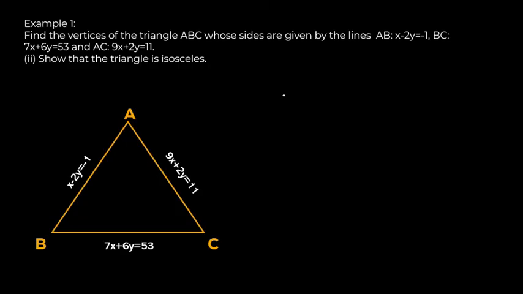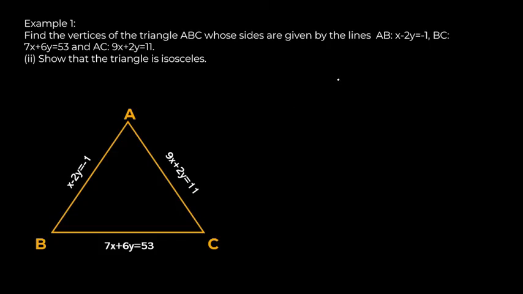So let's start by looking at some examples. Example number 1. We are to find the vertices of a triangle ABC whose sides are given by the lines AB, x minus 2y is equal to negative 1, BC, 7x plus 6y is equal to 53, and AC, 9x plus 2y is equal to 11. We are to show that the triangle is isosceles.